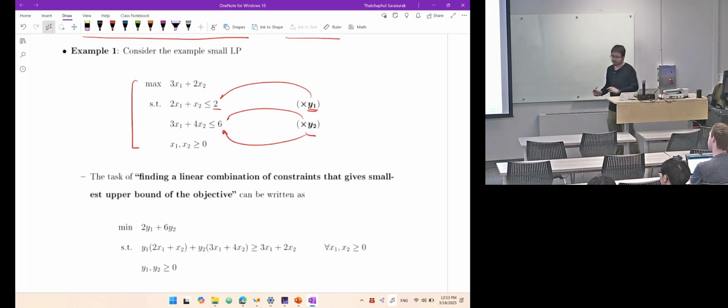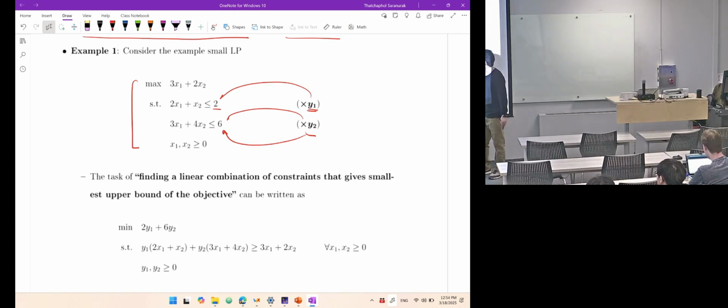What's our constraint? We need that when we multiply y1 to the first constraint, y2 to the second constraint, this whole thing dominates the objective. So this should be true for every x that is non-negative. And we also want that y is at least positive.